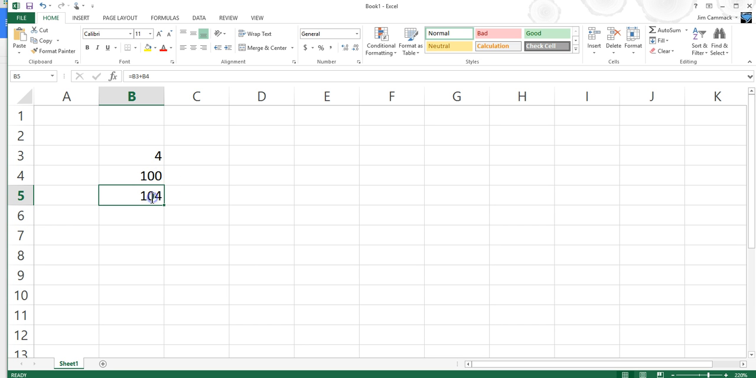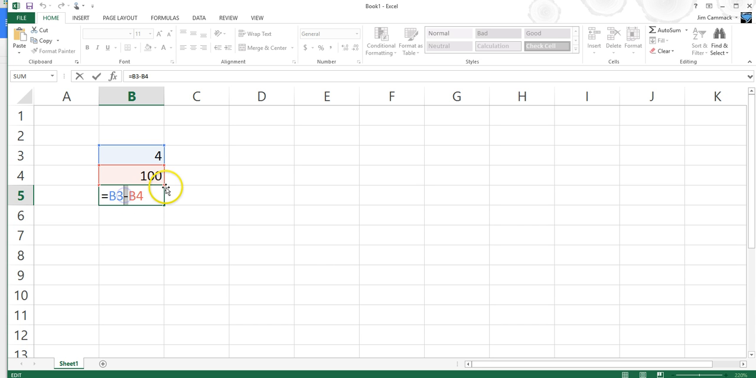I want to double click in that cell, and let's say I wanted to subtract B3 minus B4. I'd put the minus symbol in there instead of the plus symbol, and that subtracts it. So 4 minus 100 is negative 96, and I can double click, and I can see there's a formula there, and it's B3 minus B4.